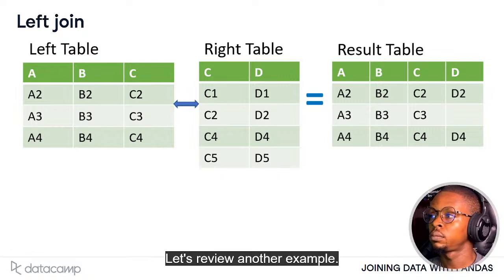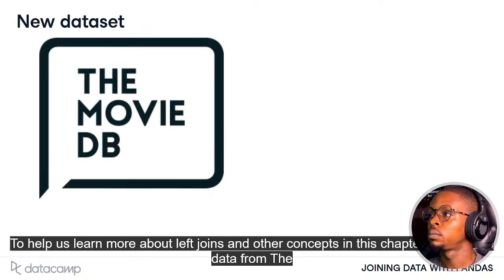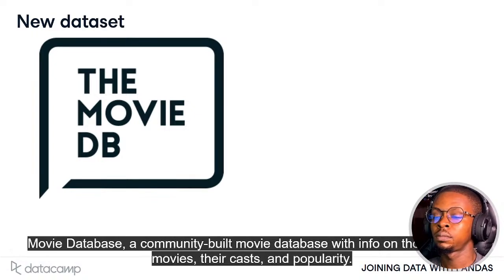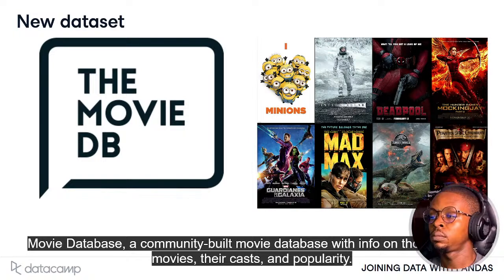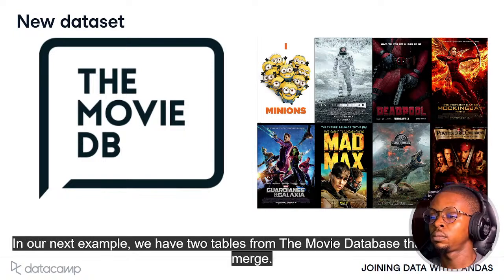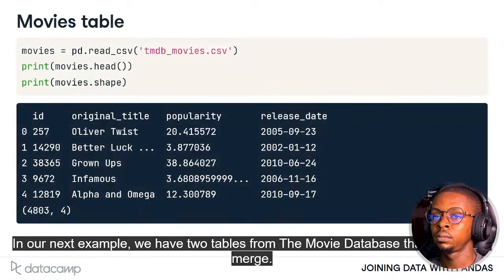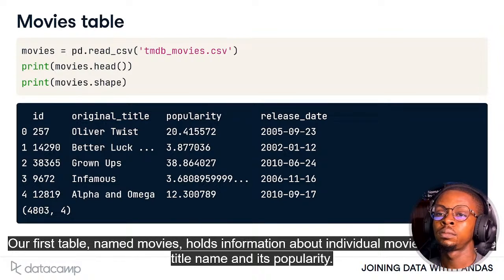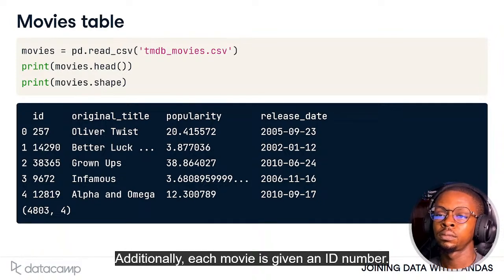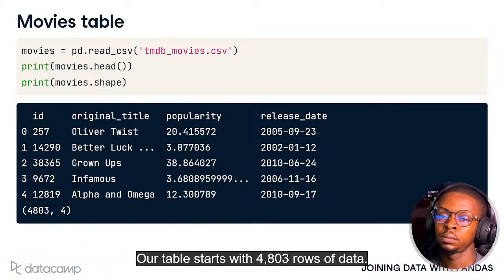Let's review another example. To help us learn more about left joins and other concepts in this chapter, we will use data from the Movies database, a community built movie database with info on thousands of movies, their cast, and popularity. In our next example, we have two tables from the Movies database that we want to merge. Our first table, named Movies, holds information about individual movies such as the title name and its popularity. Additionally, each movie is given an ID number. Our table starts with 4,803 rows of data.